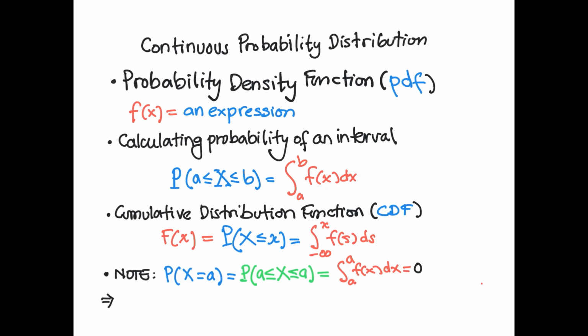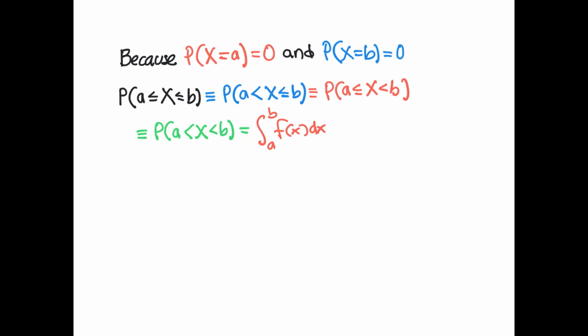We are going to use this property. The fact is that if you take this interval and make a equal to b, this is the same as saying the probability of X equal to a. There's only one value in that interval. But when you integrate from a to a, this area gives you 0. So the probability of a point value in a continuous distribution is equal to 0. This gives us the following result, because the probability of X equal a is exactly 0 and X equal b also is exactly 0.